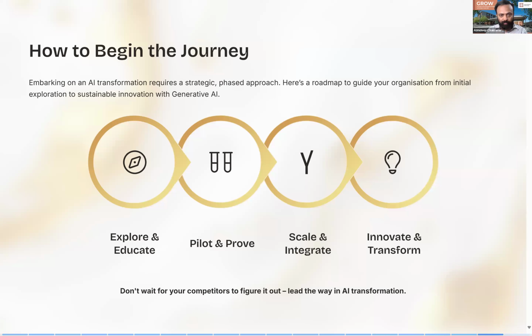Ask the question, put your thought, and let it respond. And then you link it with the prompt engineering. You take care of those 6 parts. If you talk better with the system, it will respond better. That's it. So you need to explore and educate yourself. Do some pilot, see whether things are working or not. If those things are working, then think of scaling it, and from there the innovation and transformation will come.